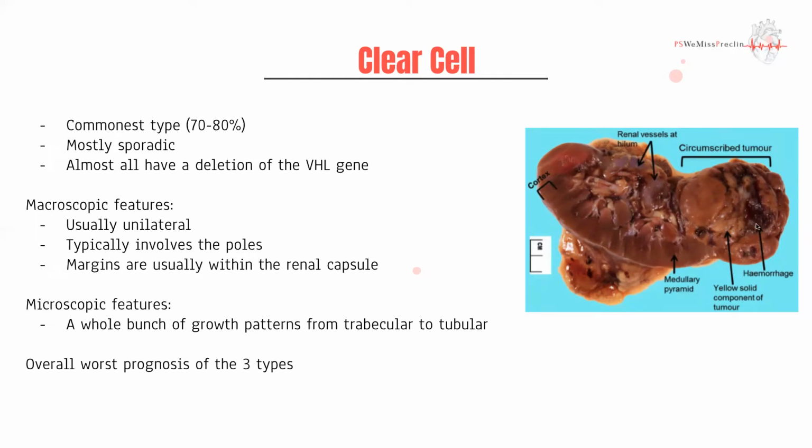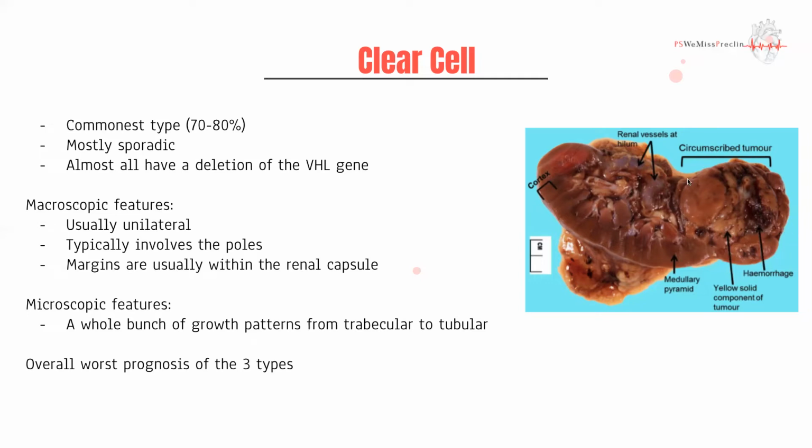You can see some dark areas of hemorrhage. You can see a yellow solid fibrotic component, and you can see that it's circumscribed. The margins are usually within the renal capsule, which is reassuring in most cases. So it typically is confined in the renal capsule.